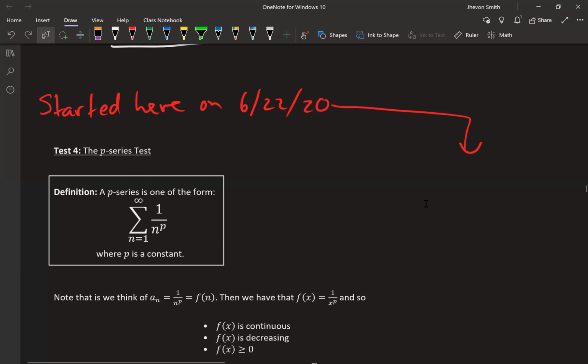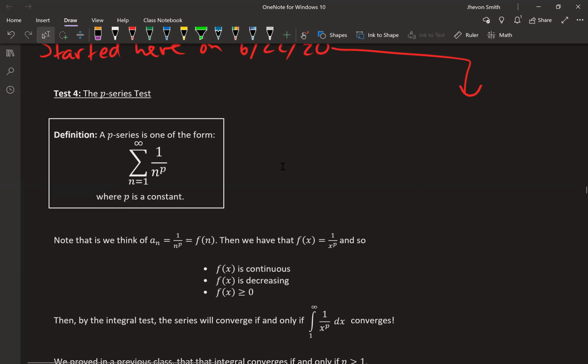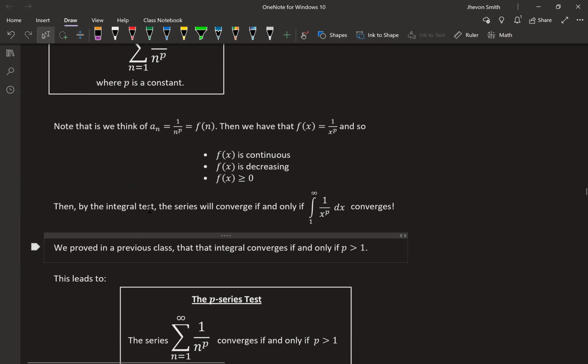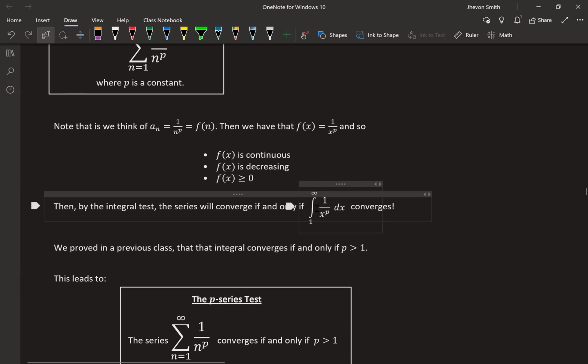So the next one we're going to jump into is the P-series test. And this is a series of a specific form. It is 1 over n raised to the p power, where p is a constant. It turns out that if I think of the function 1 over x to the p, it is continuous, decreasing, and positive for all x greater than 1. And so I can actually use the integral test on that series to determine when it converges. We also saw a theorem that we covered a couple lectures ago, that this converges if and only if p is greater than 1.